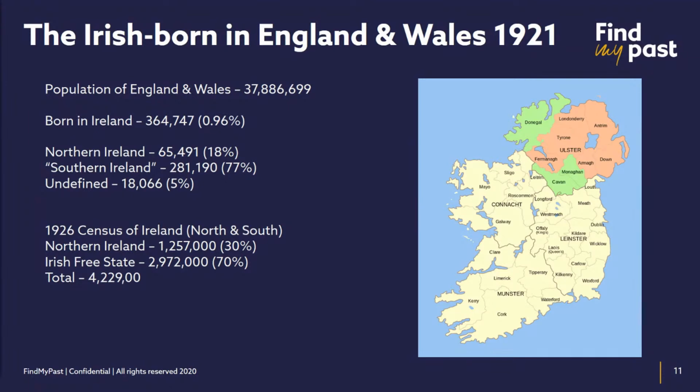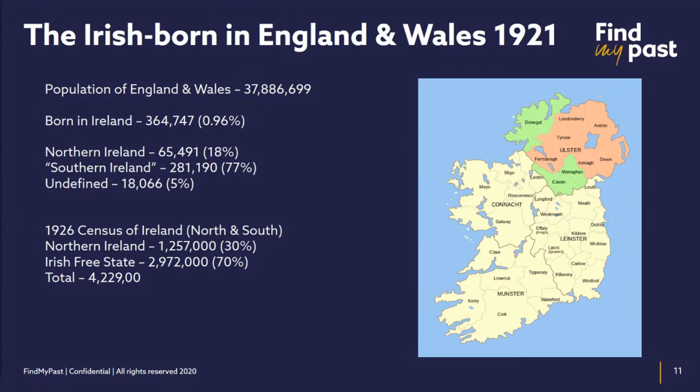The population of England and Wales in 1921 is almost 38 million people. And the number of people who are born in Ireland who are living in that area is 364,000. Almost 1% of the population was born in Ireland. Of course, there's many more who were the children of Irish-born parents and so on, sort of first generation, second generation Irish, but they're not recorded, or certainly their Irish ethnicity is not recorded in the census.